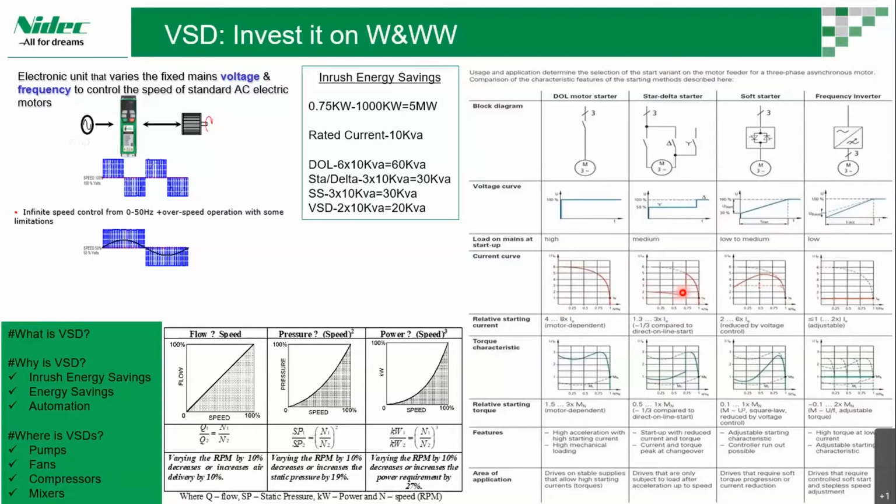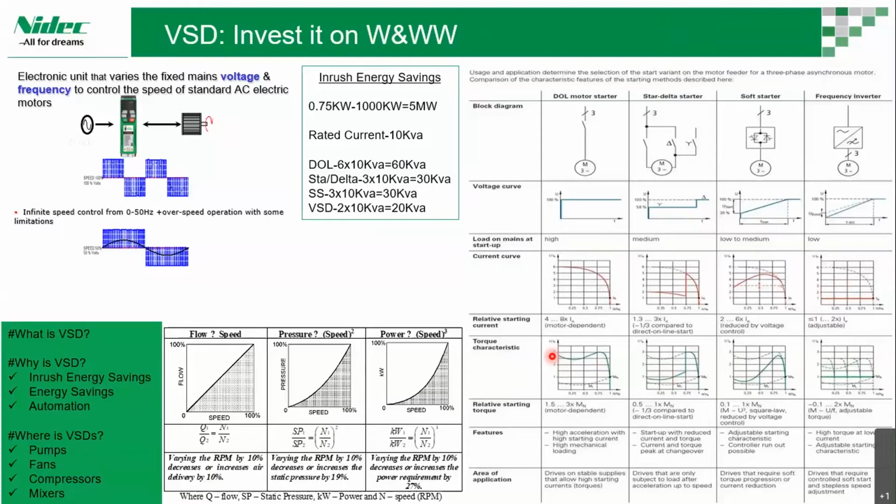When you go to the star delta, again it is 2 times the full load current, and again it goes down, picks up again, and comes down to the rated current. Then when you come to the soft starter, it is around 3 times the rated current and again comes down. And with the frequency inverter, or VSDs, we can design our starting current requirement based on the ramp up time and the ramp down time. So that's a smooth takeoff and smooth landing which happens through a frequency inverter.